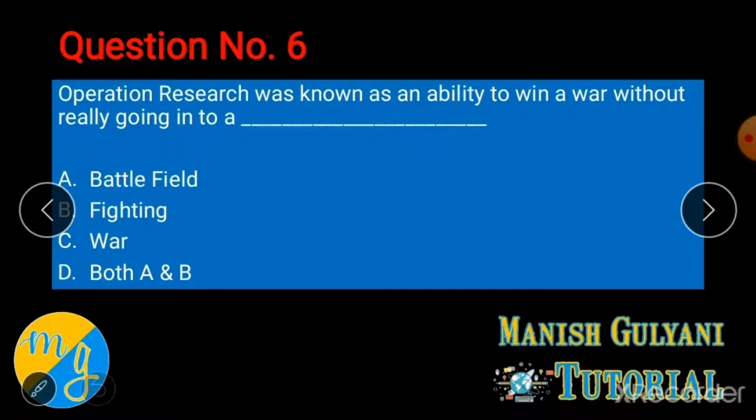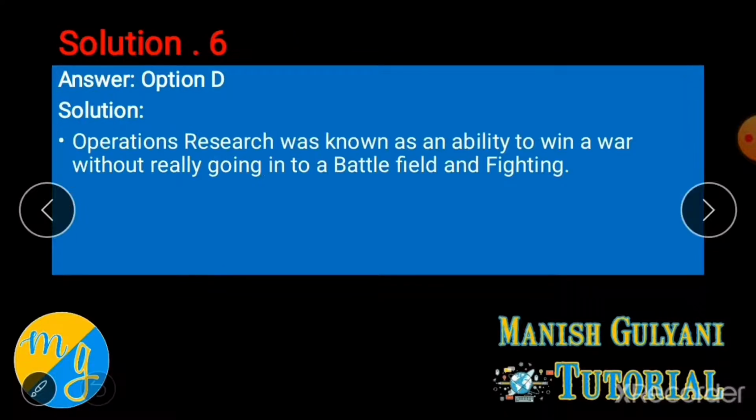Question number 6. Operation Research was known as an ability to win a war without really going into a battlefield, fighting war. Both A and B. Again, I use my statement: OR is all about decision making and problem solving. OR never believes in dispute, war, fighting. The main purpose of OR is to find the optimum solution without fighting, without war, without battlefield. So the answer is both A and B. Option D is your correct option. Operation Research was known as an ability to win a war without really going to battlefield or fighting.